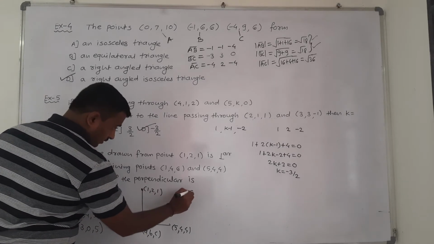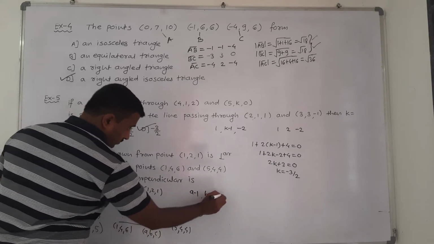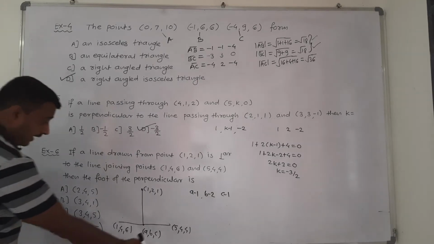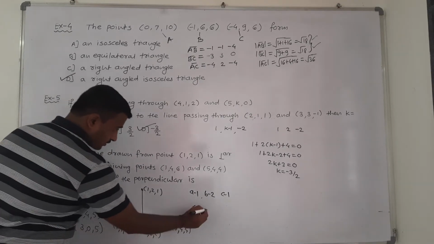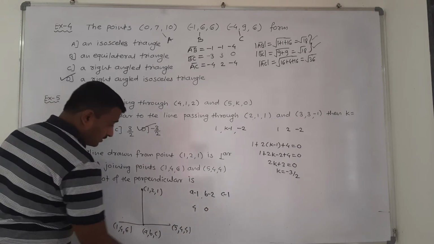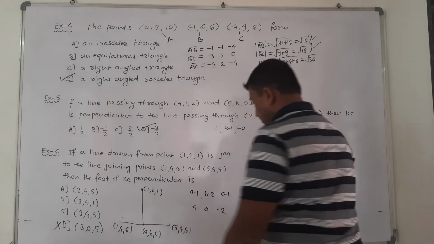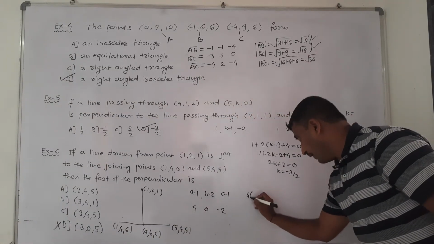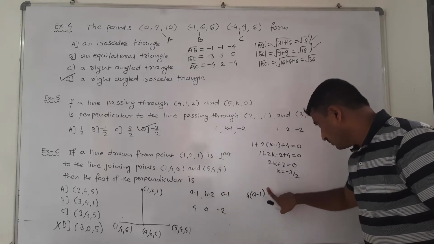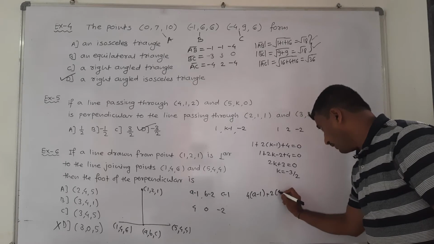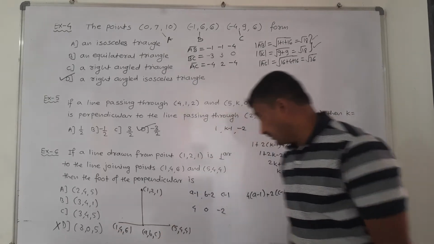The DRs of this are a minus 1, b minus 2, and c minus 1. The DRs of this: 5 minus 1 is 4, 4 minus 4 is 0, and last 4 minus 6 is minus 2. Perpendicular, therefore dot product 0 again, therefore 4 into a minus 1, 0 into this neglected, and last minus 2 into c minus 1 is equal to 0. Now check which one satisfies this.